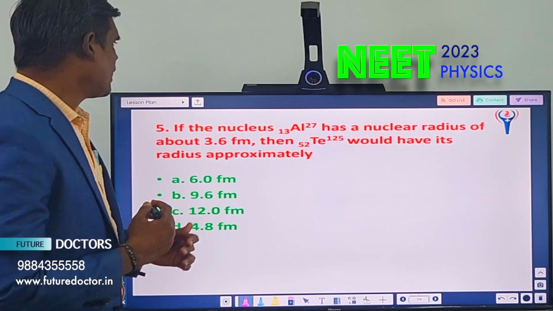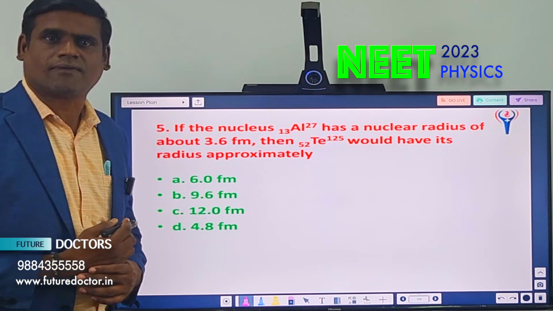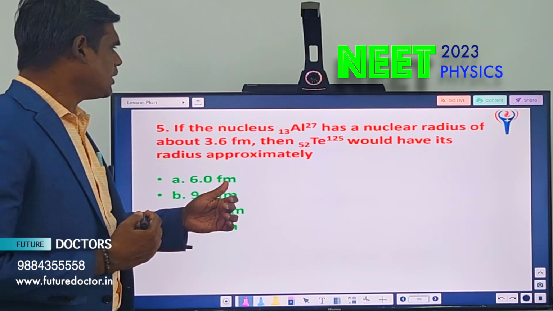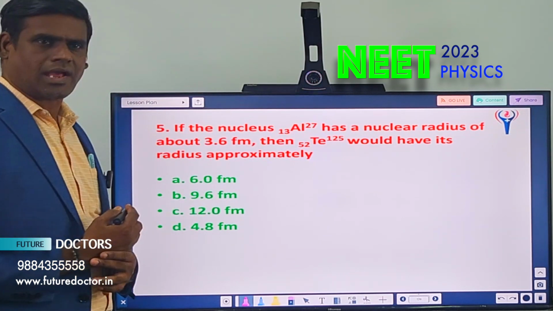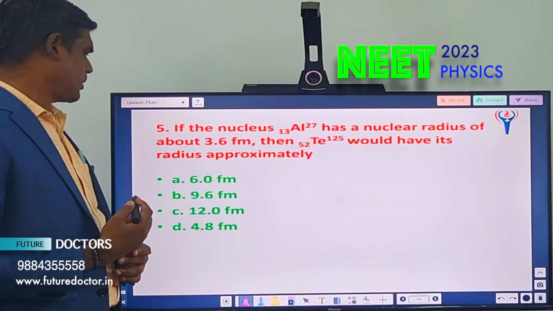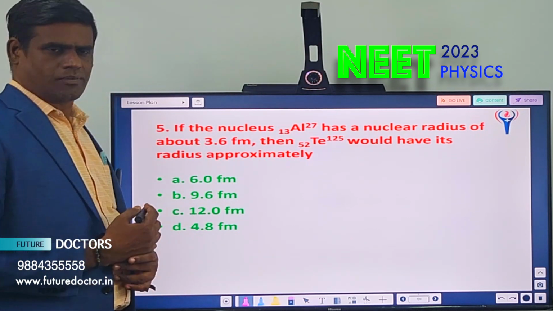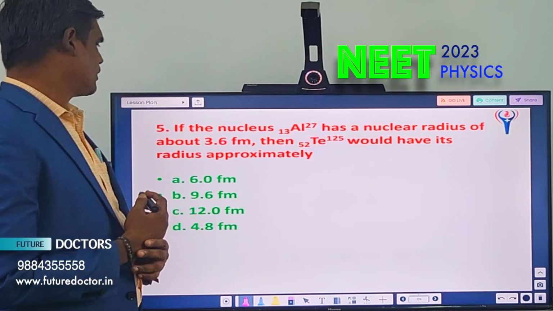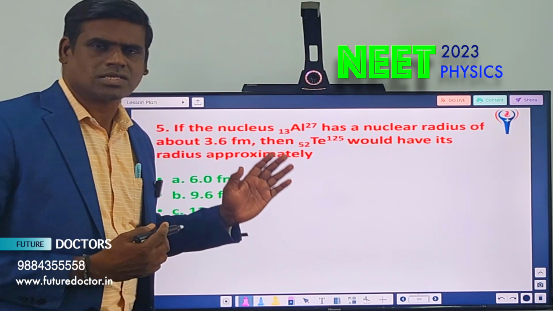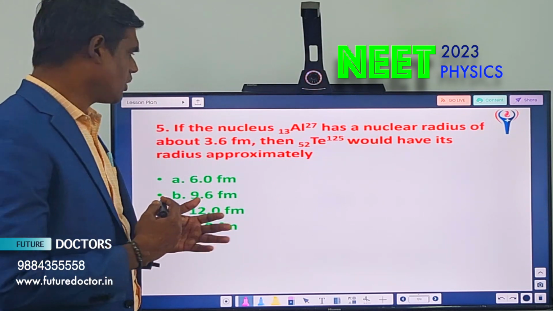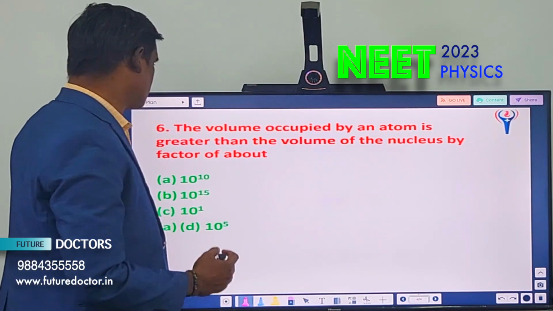The nucleus Al-27 has a nuclear radius of about 3.6 Fermi. Then Te-125 would have its radius approximately dash. A option 6 Fermi, B option 9.6 Fermi, C option 12 Fermi, D option 4.8 Fermi. Here also you should know the formula for radius with respect to mass number. By knowing the formula, you are able to find the solution. Let's move to question number 6.